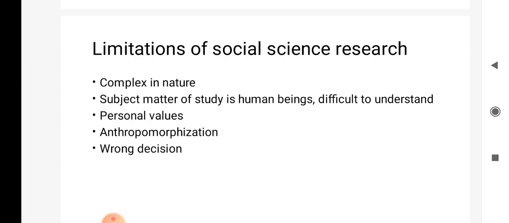Wrong decision. Sometimes whatever generalization we make and take some decision, we cannot be sure that it's going to be 100% accurate, or even if we generalize, there can be some exceptions, it may not be applicable to all human beings, because human beings are different in nature, and the attitude, perception, behavior, all these may vary from person to person. So these are some of the limitations of social science research.